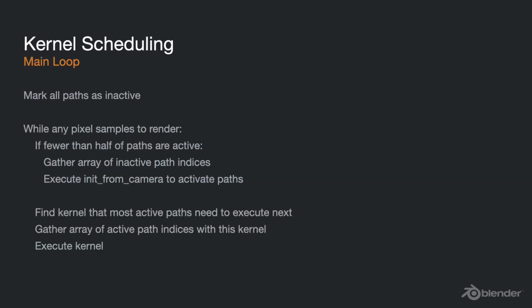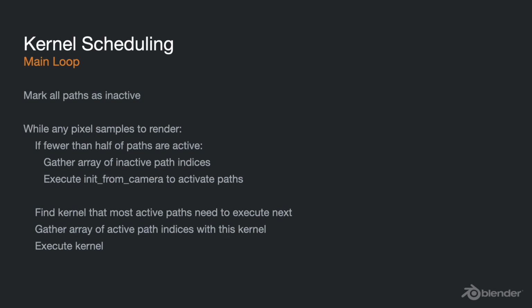This is how the basic kernel scheduling works. We are given a number of pixels to render, a number of samples, and we first start by marking all the paths as inactive, and as long as there are any pixel samples to render, we do the following. We first check if there are enough active paths. If there's not, we find the indices of all the inactive paths in the array, and we gather those indices in an array, and we execute the init from camera kernel to initialize all those paths.